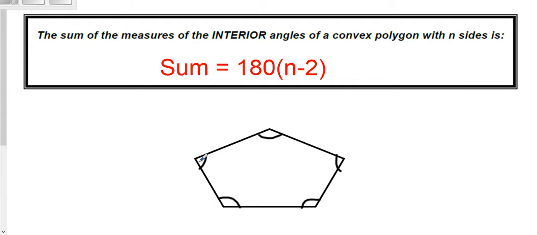And if I add up the measures of all these angles, that's what this formula is for, to tell you how much they should all add up to be. To figure out how much they all add up to be, it's 180 times n, the number of sides or angles, minus 2. So we'll see some examples of that, but copy the formula down in that block. That's going to find the sum of all of the interior angles.